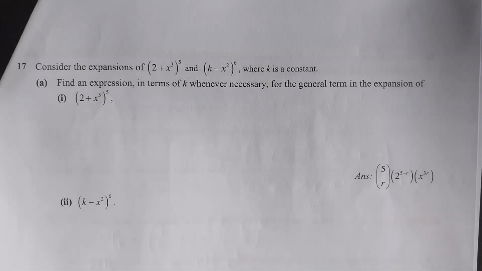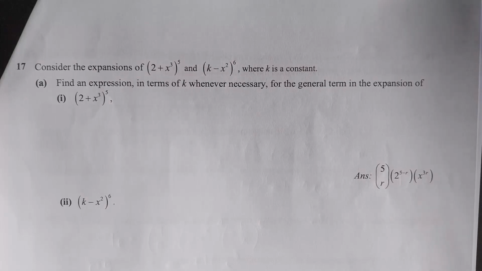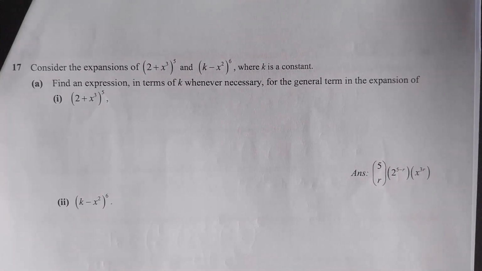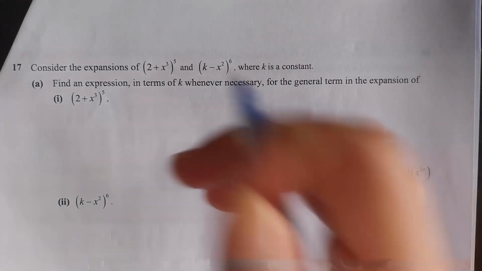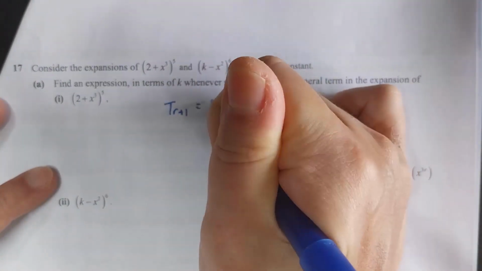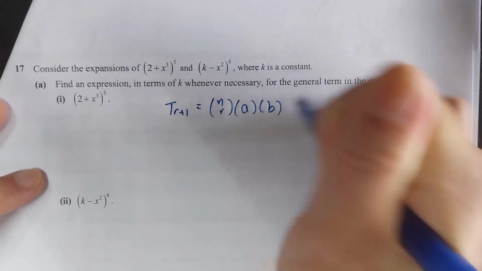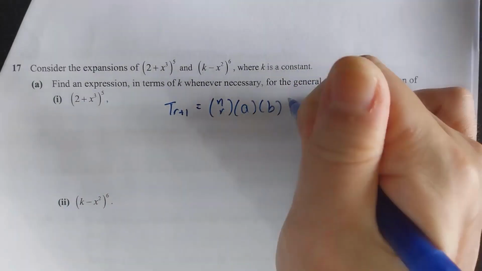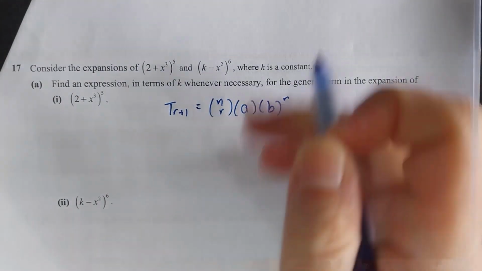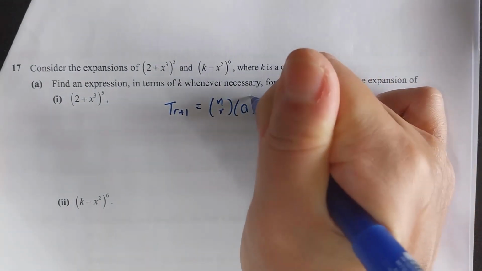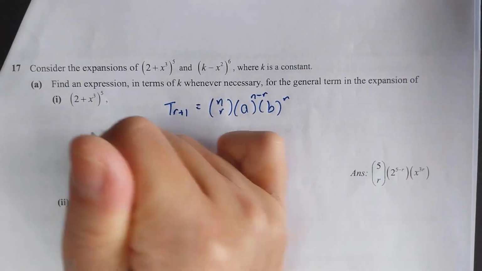Welcome to the last video of this series on binomial theorem and binomial expansion. We will look at this example involving the general term. To recall, for the r plus 1 term, the general term is given by the formula n choose r. We have a, we have b, and the power of b will be the same as the r here, and the power for a will be n minus r.